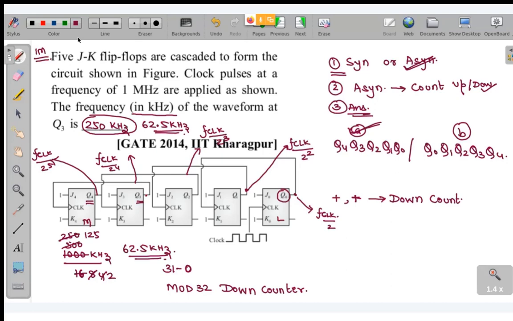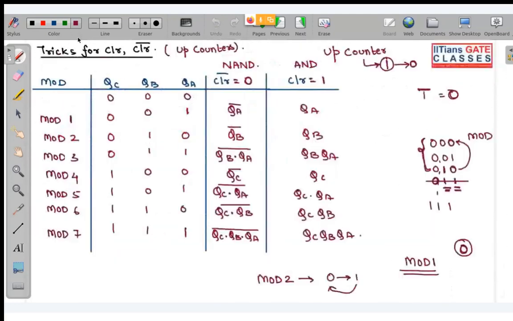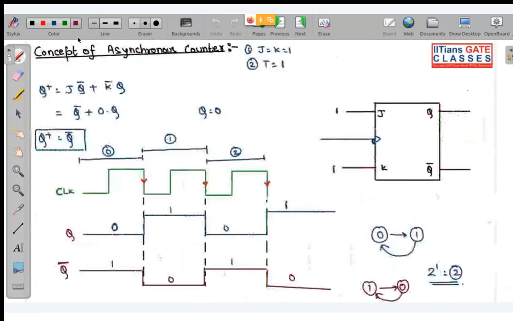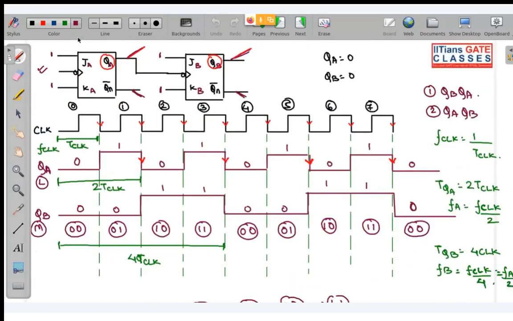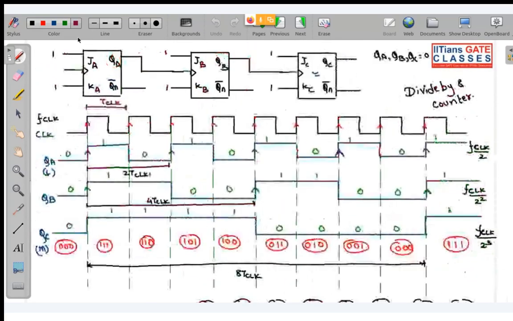Is the frequency of Q naught not the same as the clock frequency? What Q naught? Why would it be the same as the clock frequency? What is happening, yaar? What is happening with you? This shows that you guys are not at all revising.